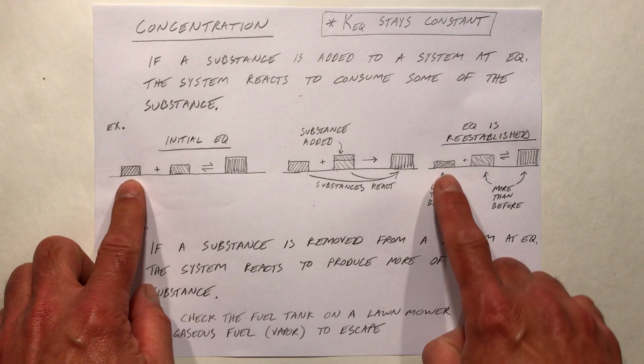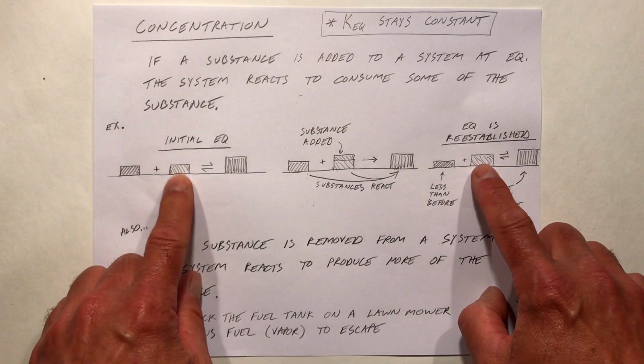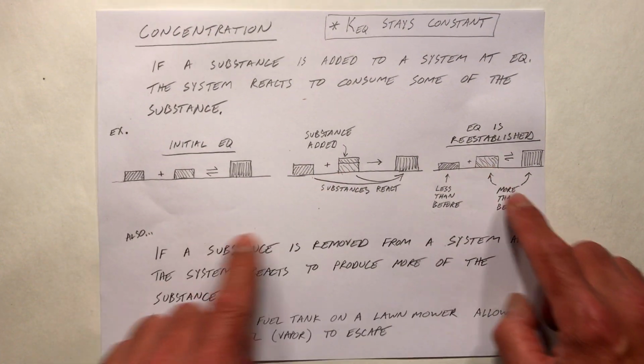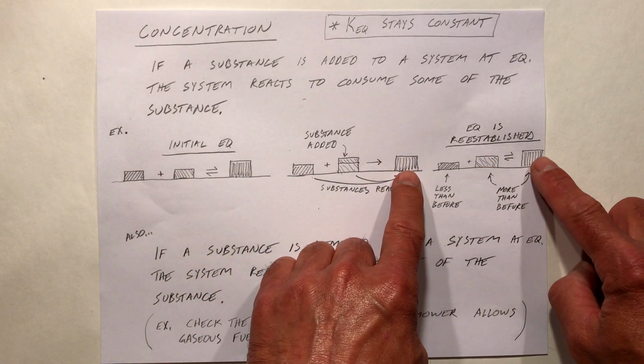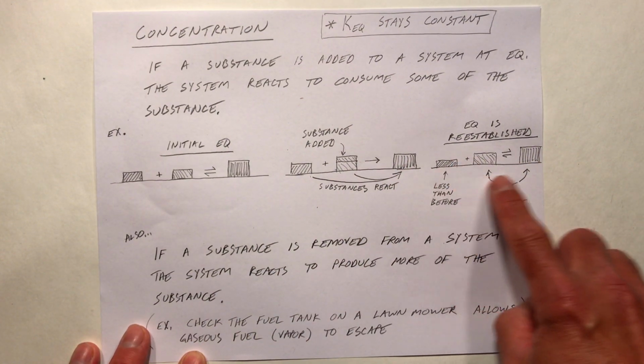We'll have less of this first substance than we initially had. We'll have a little bit more of this second substance than we initially had. We added some to it. But we'll also have a little bit more of this product than we initially had because some of these chemicals reacted to produce that.